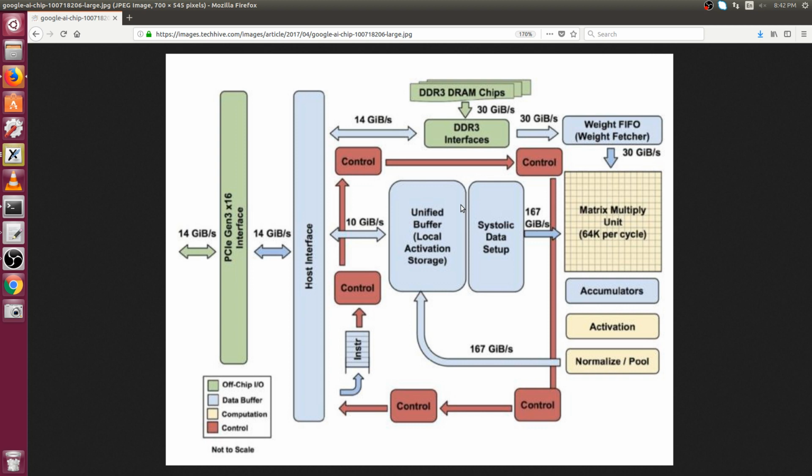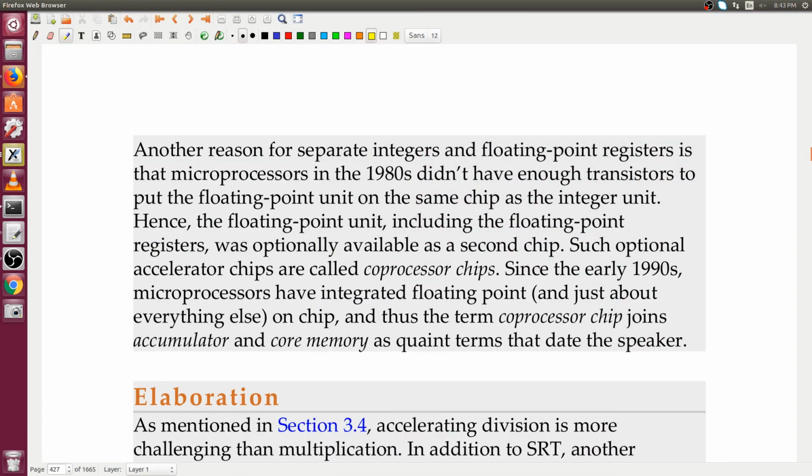And then basically the only novel part of this is they have this systolic array data set up, and then just some giant matrix multiply unit. So there's nothing special about the TPU, the tensor processing unit. It's a very simple device. However, machine learning is all linear algebra. And so that's a kind of coprocessor. That's one kind of coprocessor that's out there.